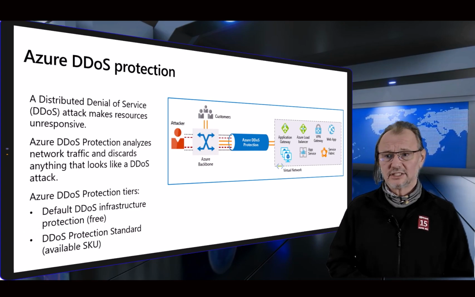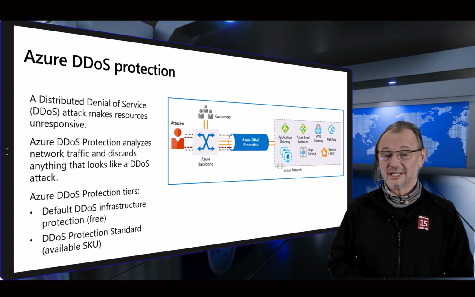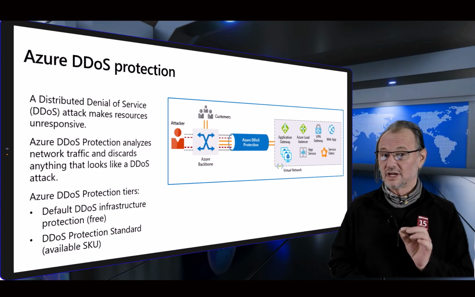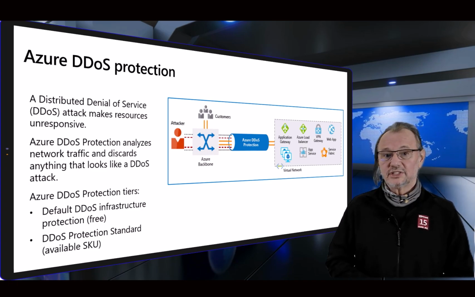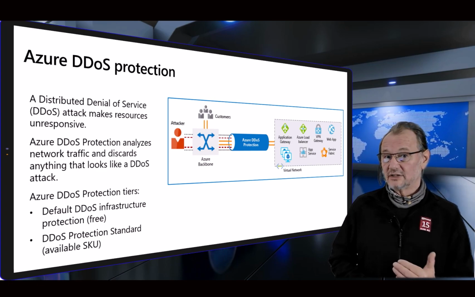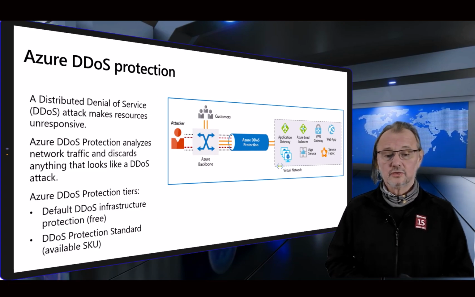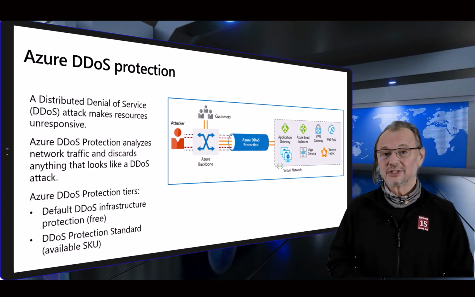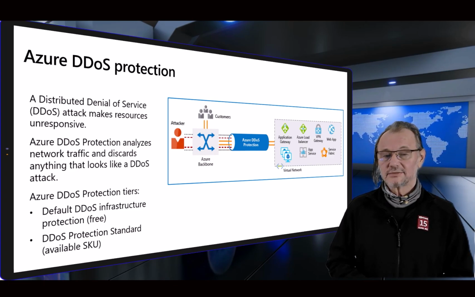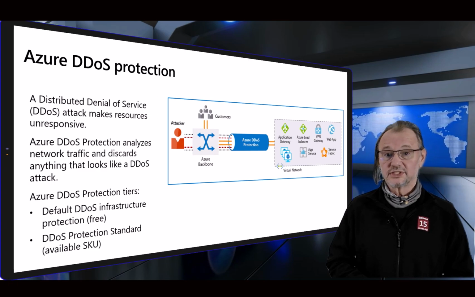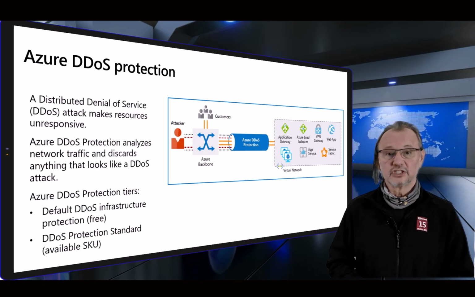DDoS protection standard: the standard service tier provides extra mitigation capabilities that are tuned specifically to Microsoft Azure Virtual Network resources. DDoS protection standard is simple to enable and requires no application changes. Protection policies are tuned through dedicated traffic monitoring and machine learning algorithms. Policies are applied to the public IP addresses associated with resources deployed in virtual networks, such as Azure Load Balancer and Application Gateway.